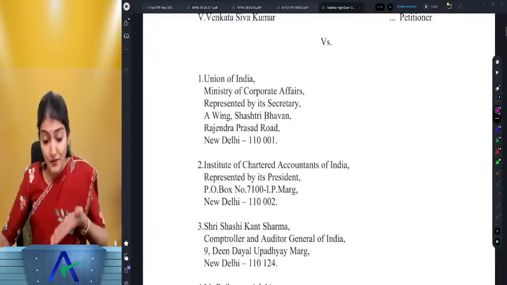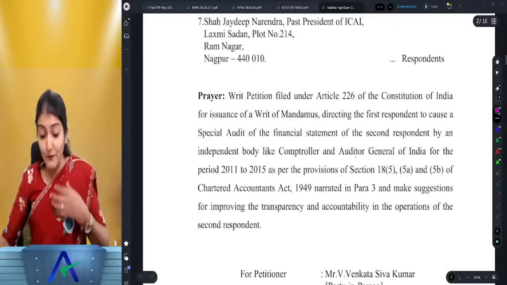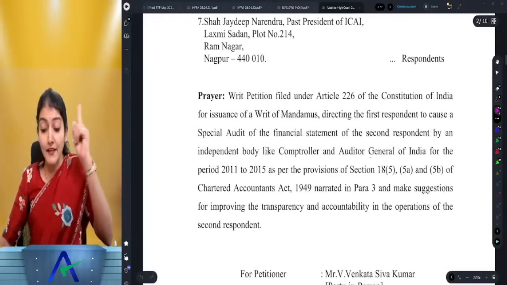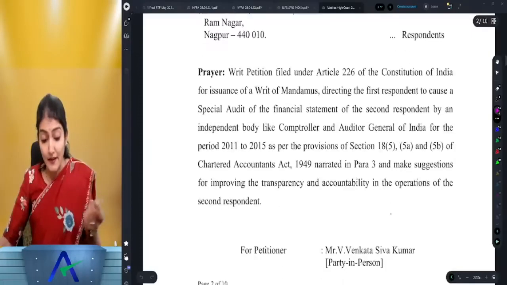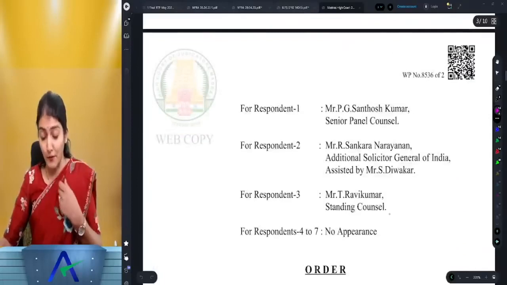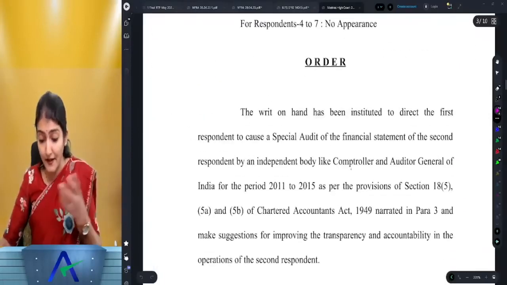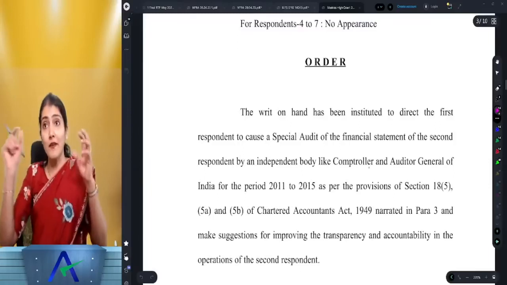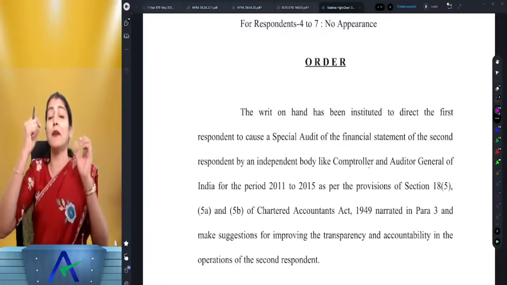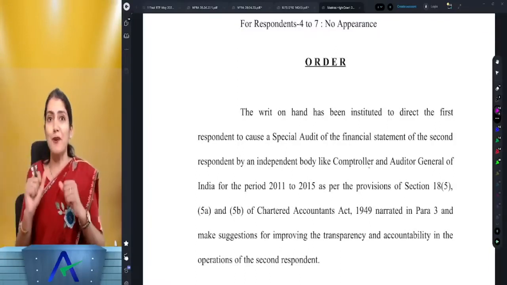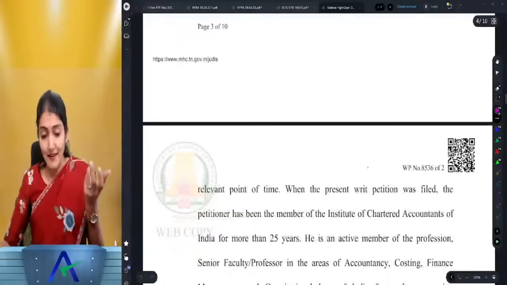So the Institute of Chartered Accountants of India, right? The chartered accountant filed a complaint that an independent body like the CAG should do the audit of the ICAI for improving the transparency and accountability in the operations of the second respondent. So a special audit of the financial statements of ICAI was to be conducted by the CAG. What was his insistence? This chartered accountant was saying, let the financial statements of ICAI be audited by the CAG, a special audit be conducted. But the CAG says this does not come in our scope.